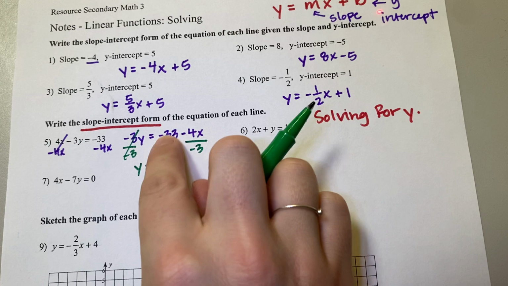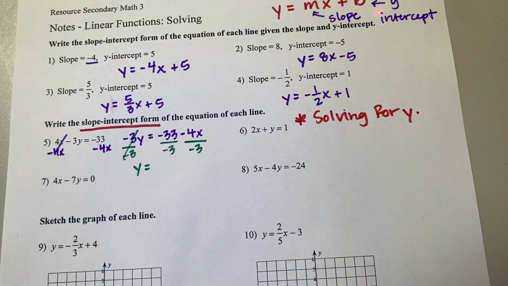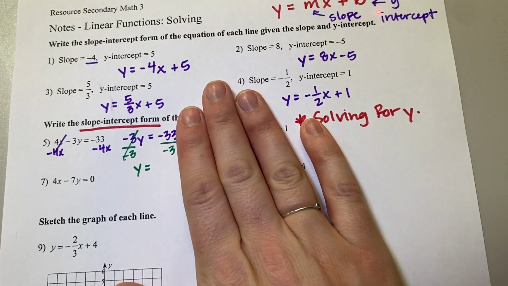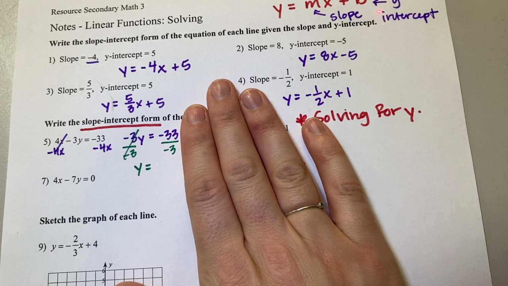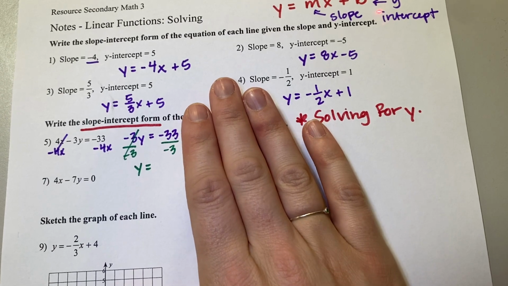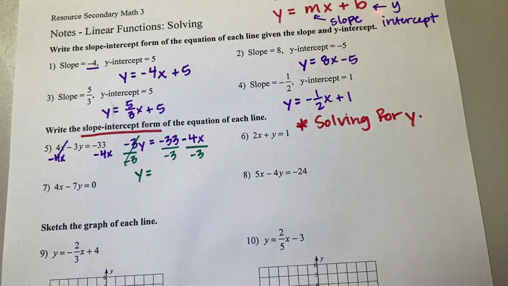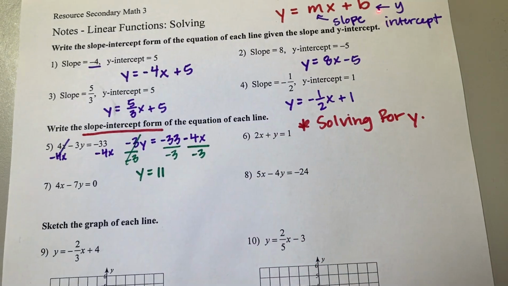Now we just need to make this side a little prettier. Okay, so let's look at our first piece. If you want to use a calculator, you're more than welcome to. What is -33 divided by -3? Kaylee? 11. Positive 11? Yes. Yep, you got it. So we get positive 11.